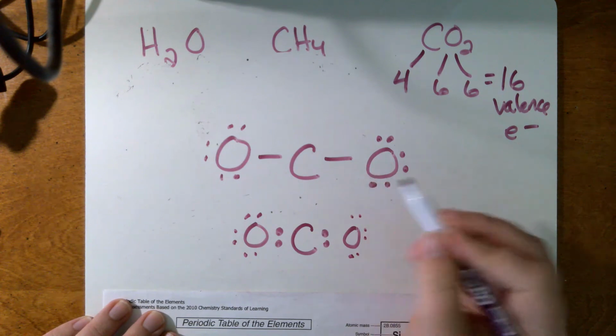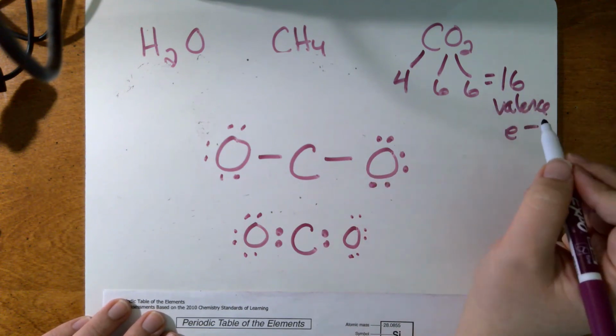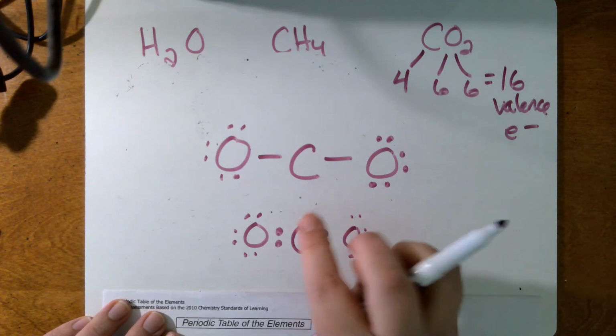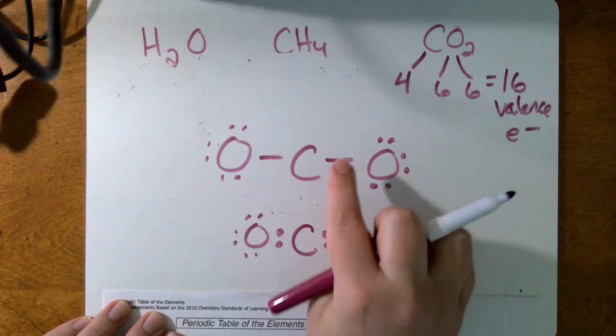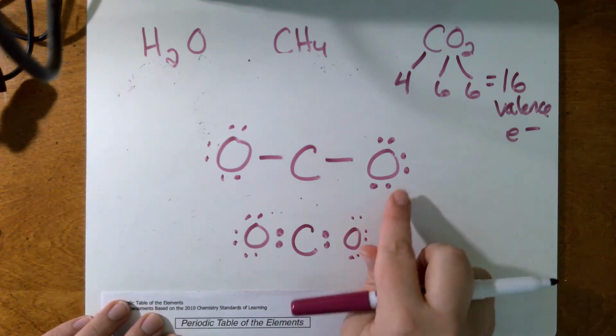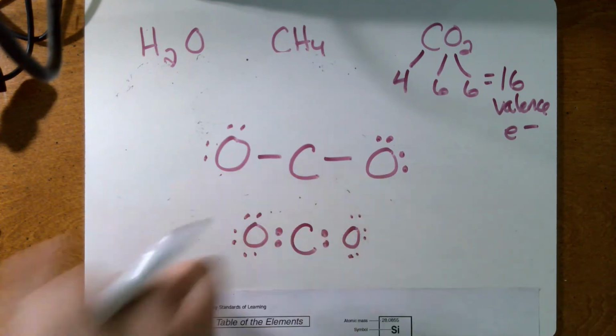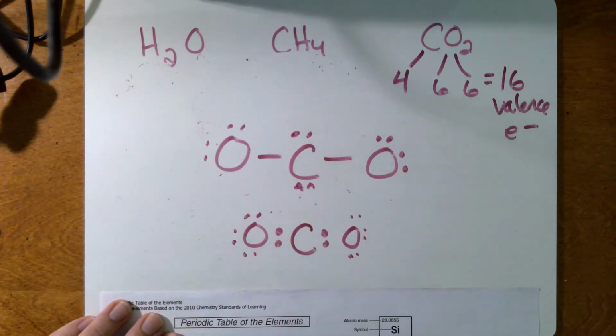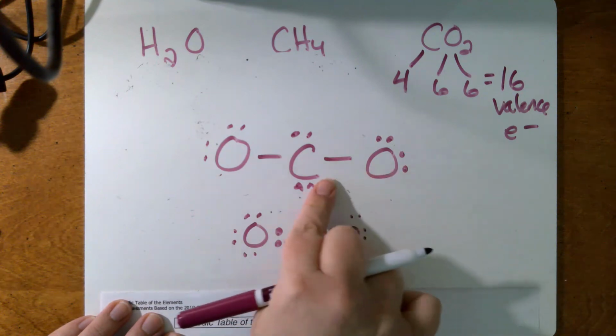Now, here's the problem though. I've used all 16 of my electrons. But is carbon satisfied? It's not, because carbon only has access to 4 electrons right now. All right, so let's explore a couple possible solutions. So I could take some of the lone pairs on oxygen and give them to carbon. But that creates a new problem, right? Because now these oxygens aren't satisfied.